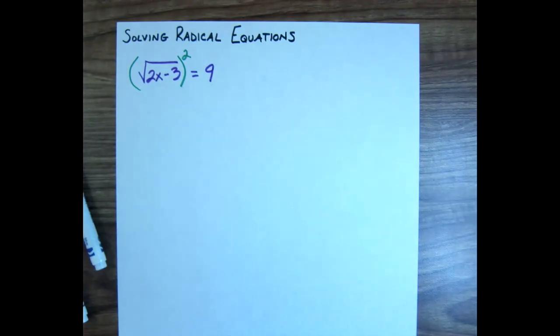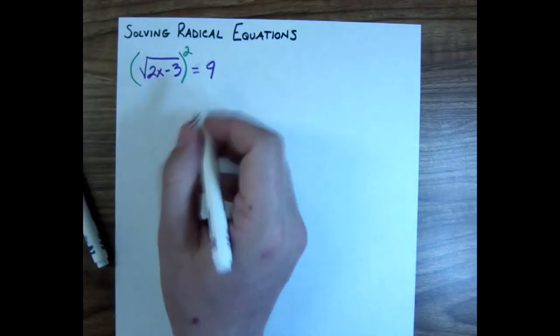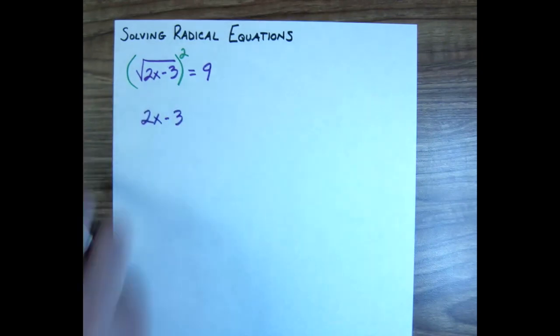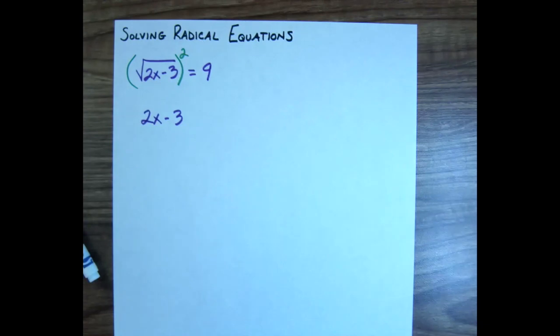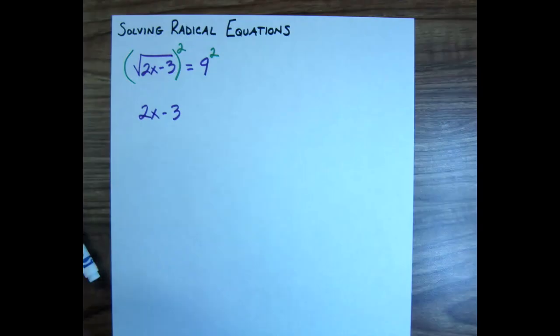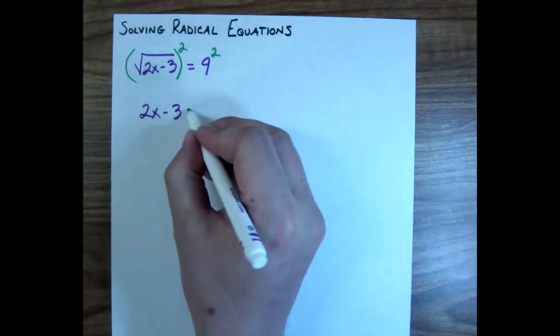I'm going to square that whole side of the equation. Now, when you square it, the square root and the squared cancel out, and I'm left with what was inside, 2x minus 3, which is great. But I can't just square the left side to get rid of the radical just because that makes life easier for myself. If I square the left side, I got to square the right. 9 squared, as it turns out, is 81.